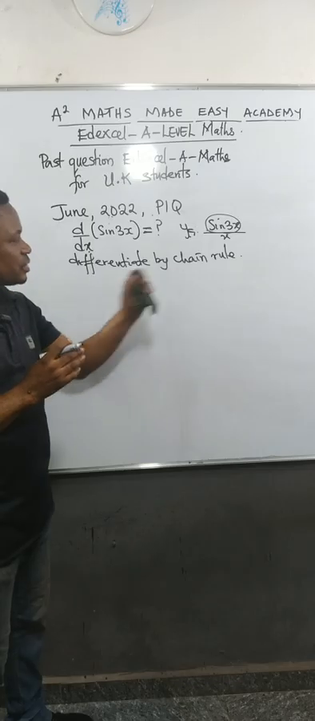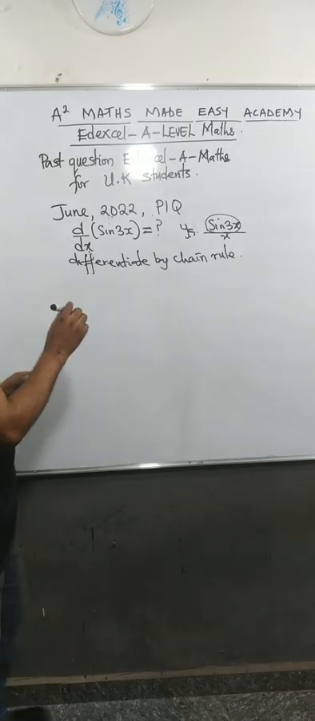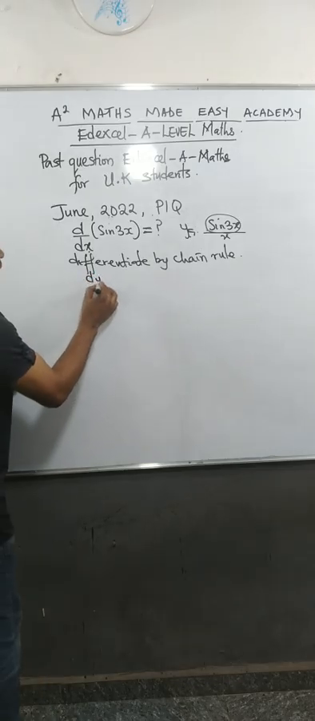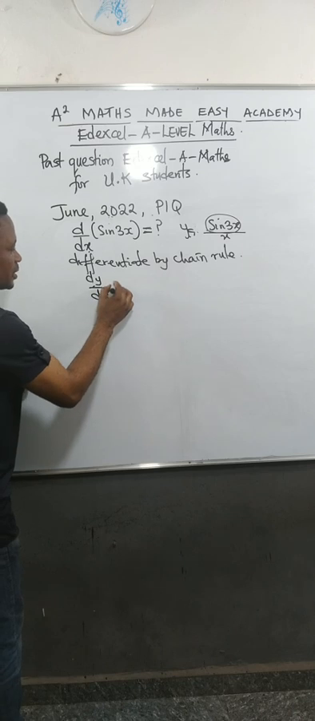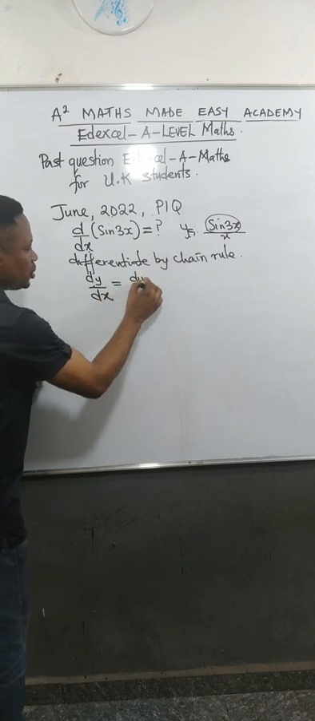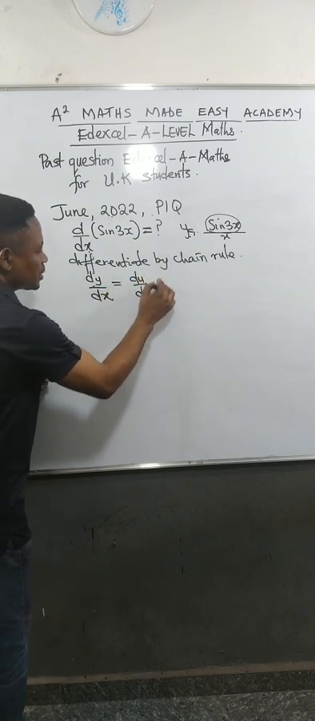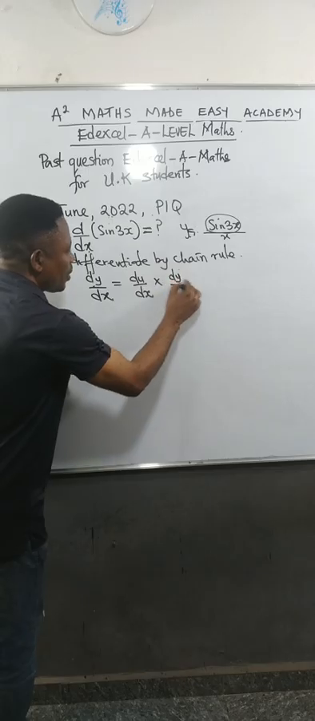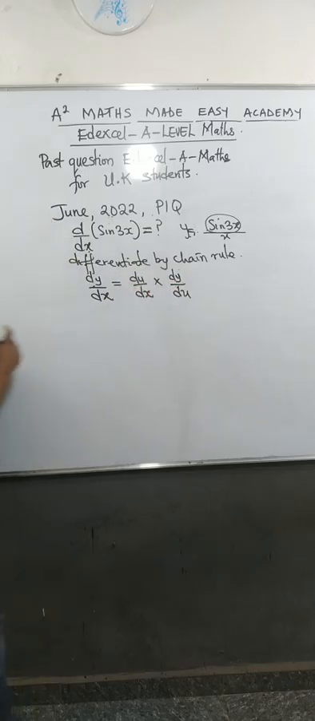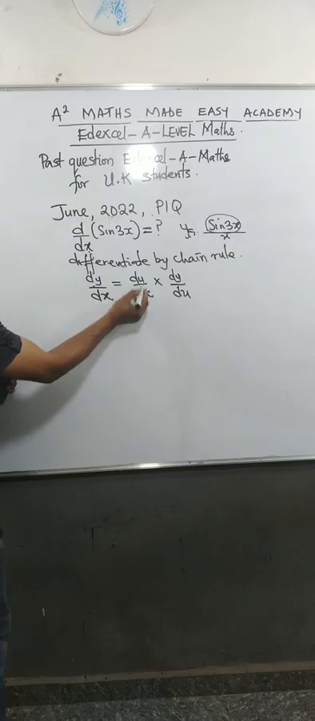Now since it's differentiation by chain rule, what is the formula for chain rule? dy/dx is equal to du/dx times dy/du. Now the first thing we are going to consider is du/dx.